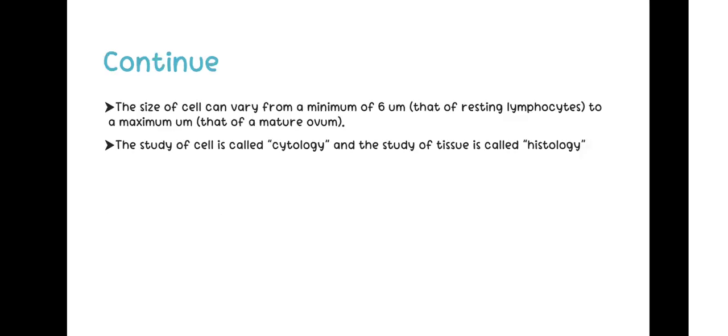Then, as a continuation, the size of a cell can vary from a minimum of 6 micrometre, that of the resting lymphocyte, to a maximum, that of a mature ovum. That means the size of a lymphocyte in the resting period is 6 micrometre, which is the minimum, and the mature ovum size is the maximum. Mature ovum means the ovum which is released during ovulation from the female body. The study of the cell is called cytology, and the study of tissue is called histology.